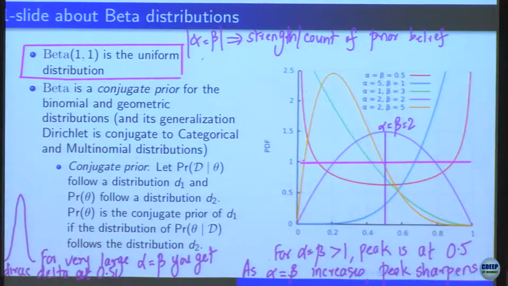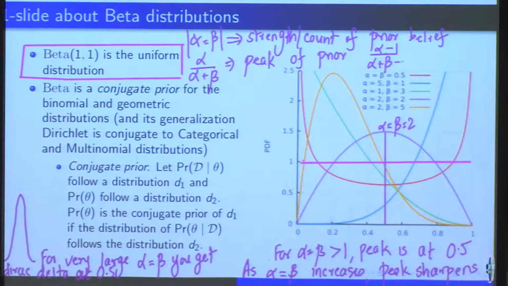In general you can show that alpha divided by alpha plus beta is the peak of the prior. Well, there are actually two different things: there is a peak, and there is also the average value. I will leave you to figure out, but the two numbers we deal with, one is alpha divided by alpha plus beta, the other is alpha minus 1 divided by alpha plus beta minus 2. One is the peak, the other is the average value, the expected value, but both behave similarly at 0.5.